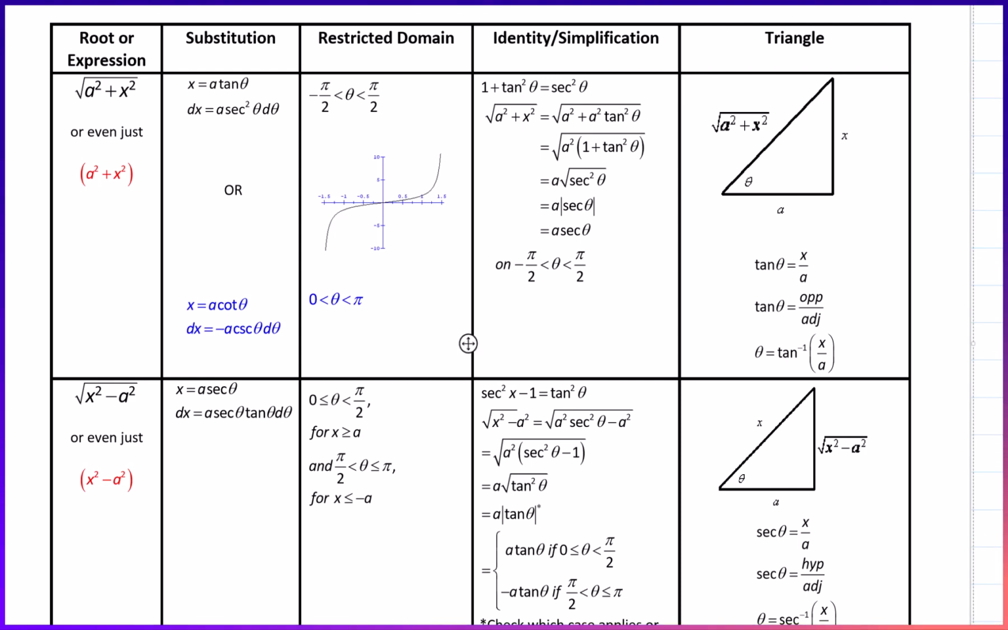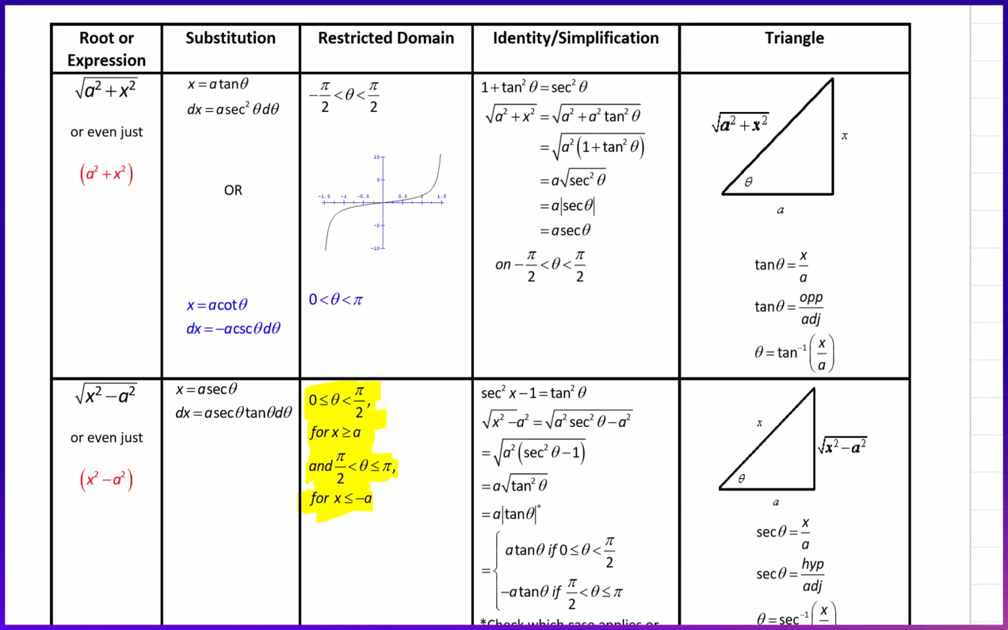Now if we see a root of the form x squared minus a squared, or any expression of that form, we can use a secant as our substitution. Now this one has a more interesting restriction on the domain. Different books use different restrictions, but this is what our textbook is using.